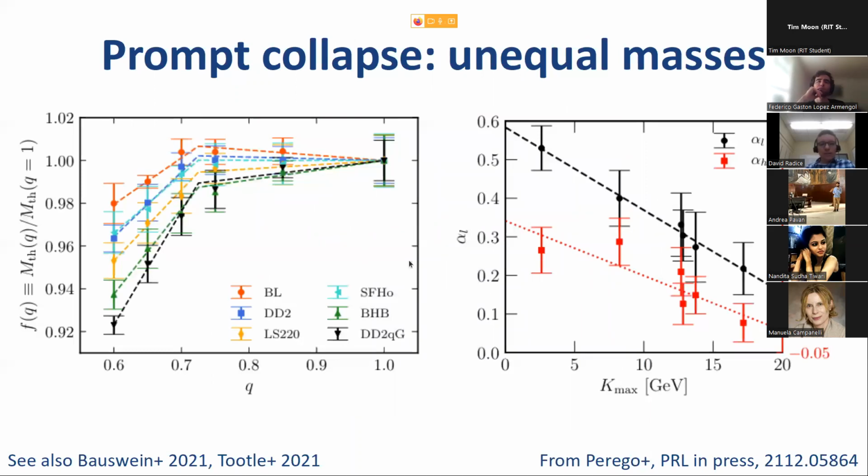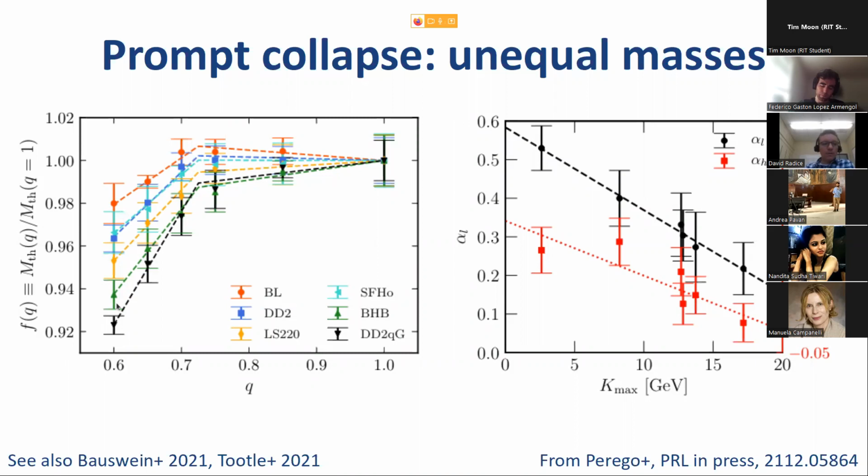We have also extended this work to unequal mass binaries. So what we have done is we have computed here the threshold mass for different binaries as a function of mass ratio divided by the equal mass threshold mass. And we have looked at the behavior for different equations of state. What we find is that, in contrast with what was claimed by previous authors, there is no universal relation between the threshold mass at some given mass ratio and the mass ratio. So this ratio depends on the equation of state.